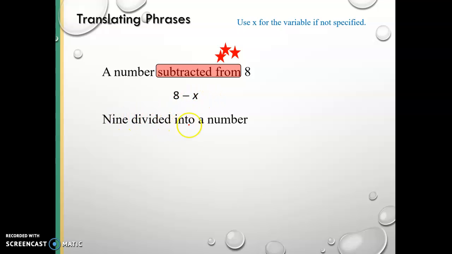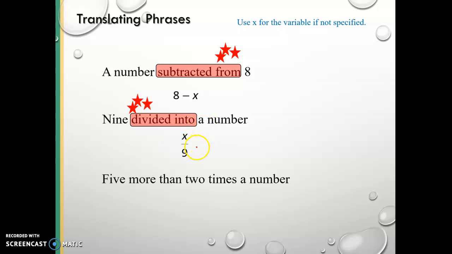And then 9 divided into a number. So 9 divided into. So again, order matters. Divided into. It's the one who's dividing. Okay? It's the divisor. Okay? So a number is represented as x, and x over 9.